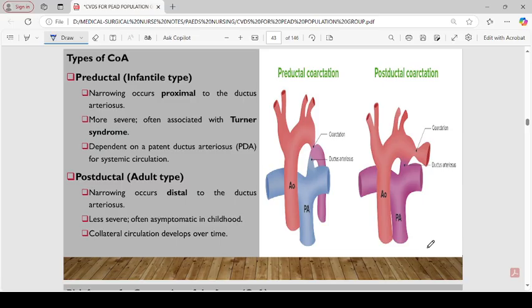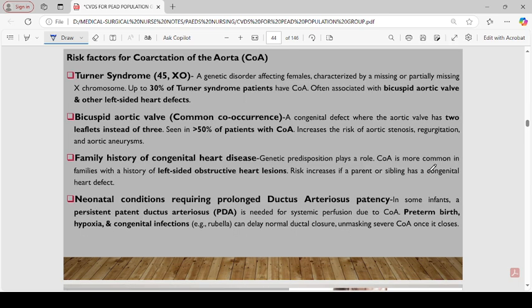So we have types of coarctation of aorta. We have the preductal one, the infantile type. This one is characterized by narrowing of the proximal end of the ductus arteriosus. It's more associated with conditions like Turner syndrome. On the other hand, we have the postductal, the adult type. There is narrowing distal to the ductus arteriosus, right? It's less severe and often asymptomatic in children. Collateral circulation develops over time in this case.